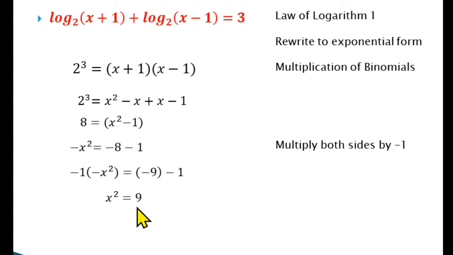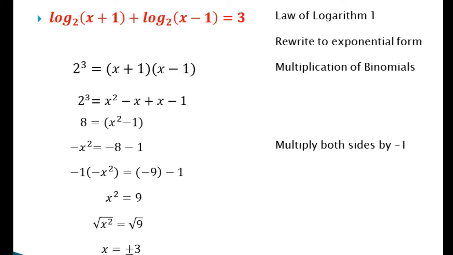To extract the value of x, we take the square root of both sides of our equation. So you have the square root of x squared equals the square root of 9. Therefore, our x is equal to positive and negative 3.